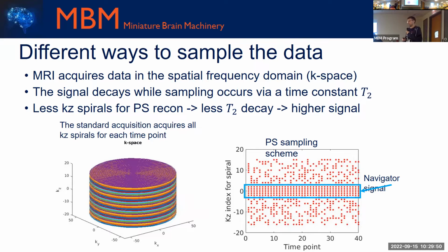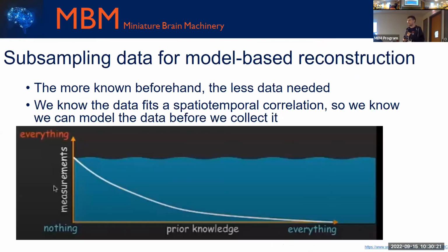So for the PS sampling scheme, over here, we only subsample the data. So we only take 16 of the 32 samples instead of fully sampling the data. So that means that there's less T2 decay because we're acquiring the signal for less time. And in the center, we have a navigator signal where we fully sample those lower spatial frequencies through time, which is going to tell us the big picture of how these time points change throughout the time series.